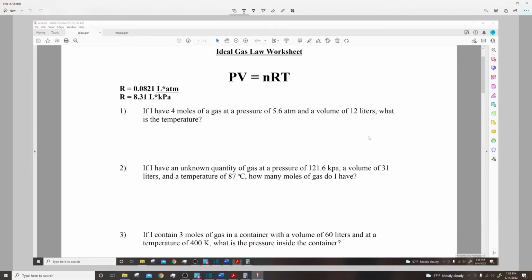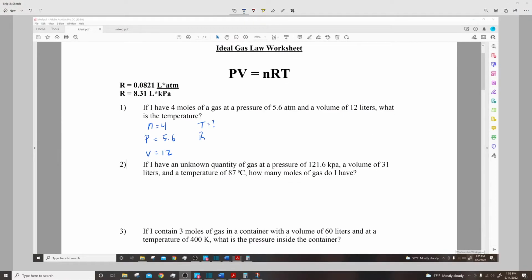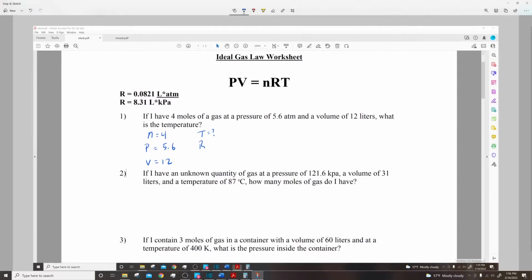All right, so it says we have 4 moles of a gas. So our N is equal to 4. It's at a pressure of 5.6, so P is equal to 5.6. And volume is equal to 12. Because our pressure is in ATM, we're going to use the R that comes with ATM, which is R equals 0.0821. Make sure to include that 0. That will mess up your answer.